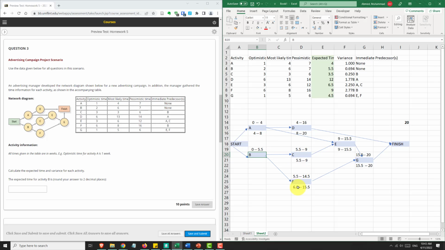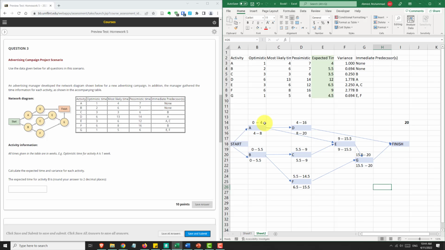Similarly, C leads into two activities, so we look at the late start of both and we take the minimum. So B has to end by 5.5, otherwise it will delay activity C. And because B takes 5.5 weeks, it has to start at time 0. And now we have 4 numbers for each activity. Top left is early start, top right is early finish. Bottom left is late start, bottom right is late finish.